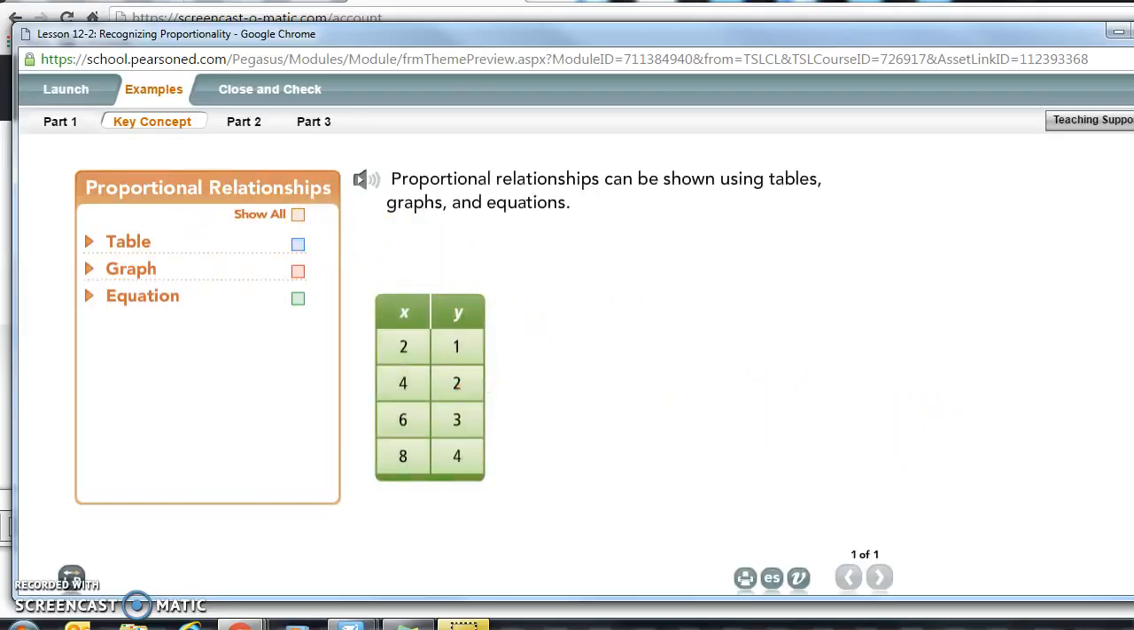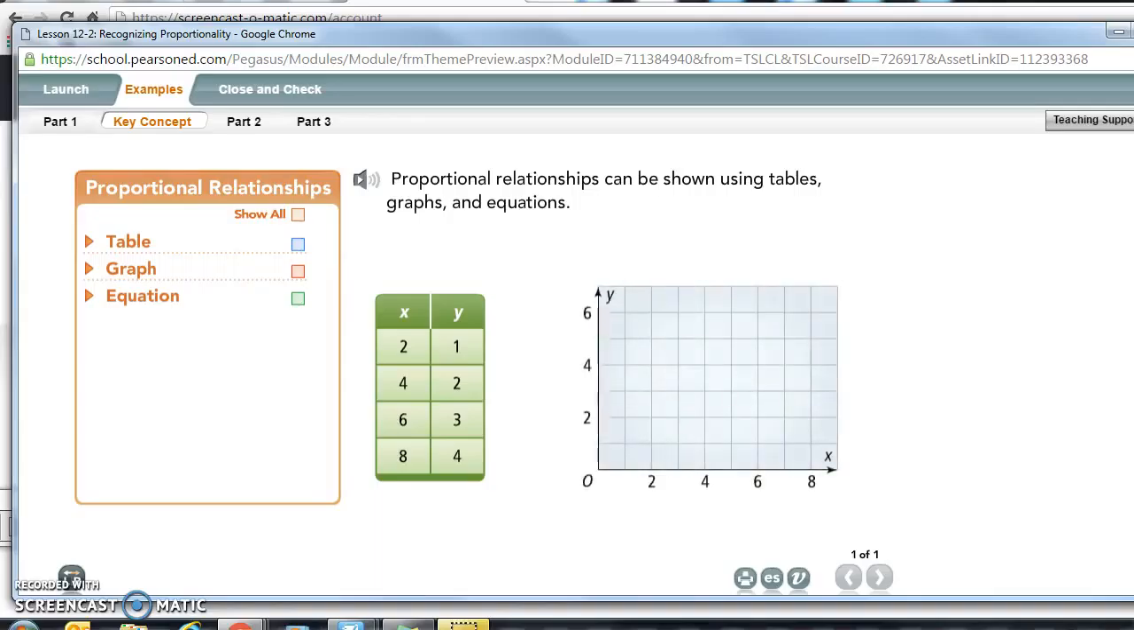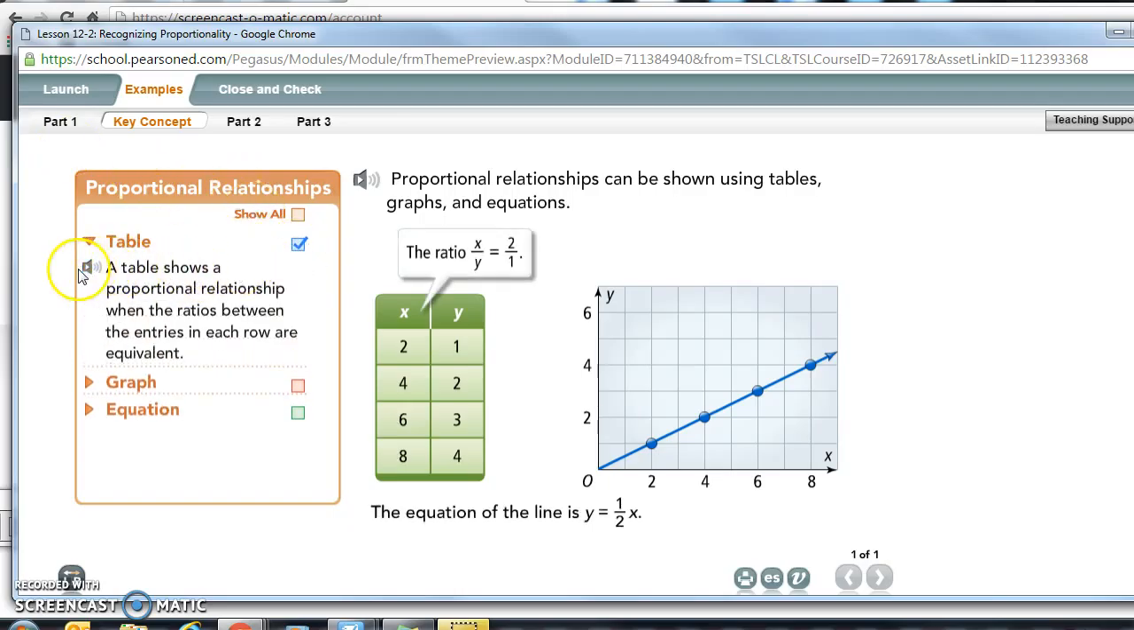A table can show ratios equivalent to 2 to 1. Each ratio can also be represented as a point on the graph. The line represents all of the ratios equivalent to 2 to 1. The line passes through the origin.